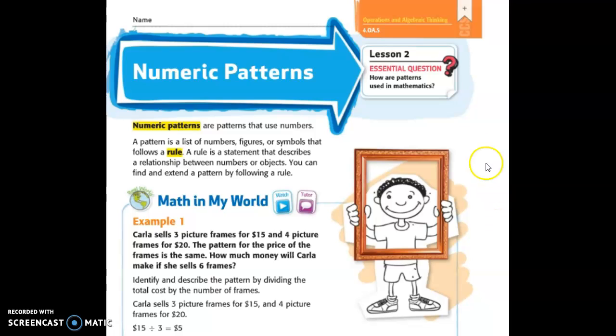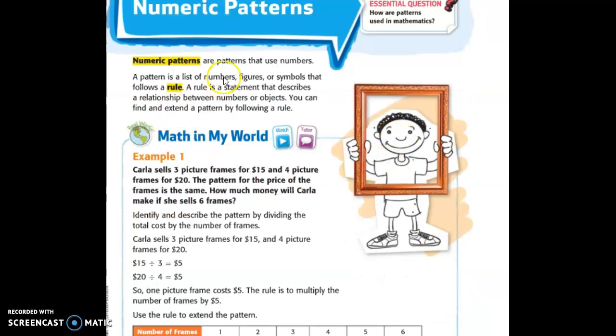And we're here at Chapter 7, Lesson 2, Essential Question: How are patterns used in mathematics? For this lesson, the examples are not complicated, but the homework is. So I'm going to go over the examples with you really quickly, and then I'm going to give you some tips on the homework, because that, unfortunately, is the most complicated part of this lesson.